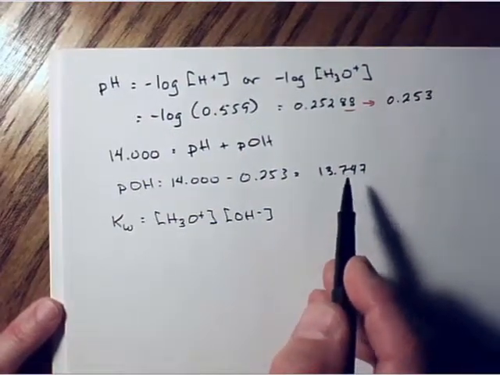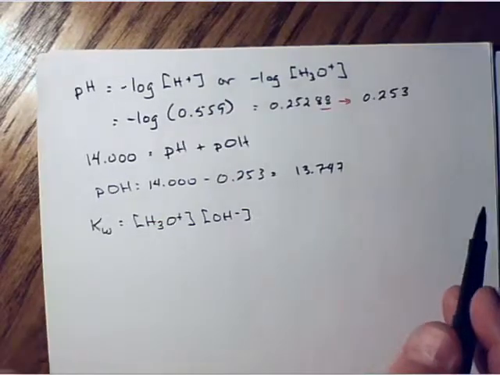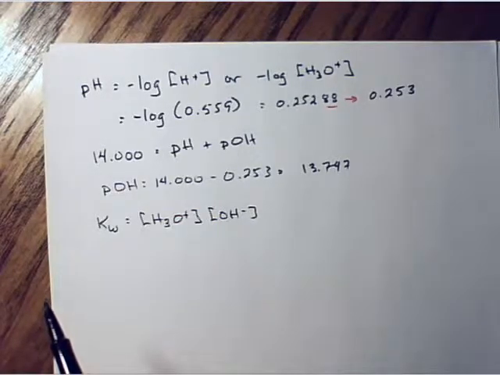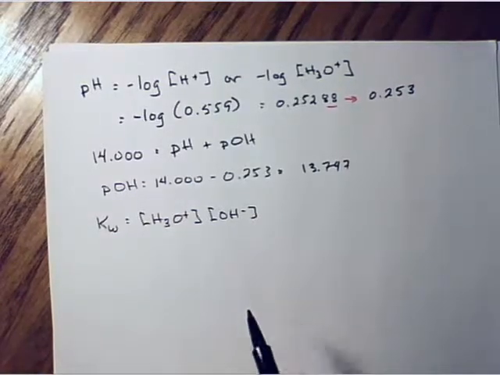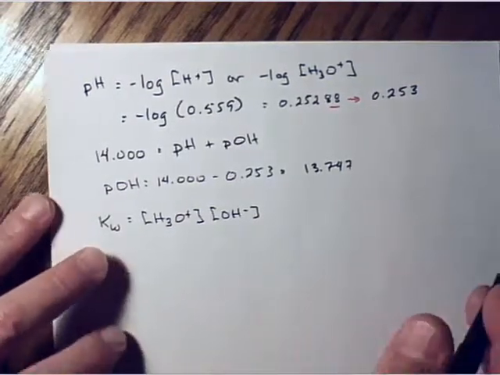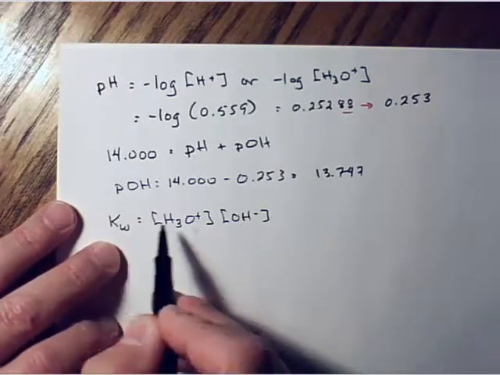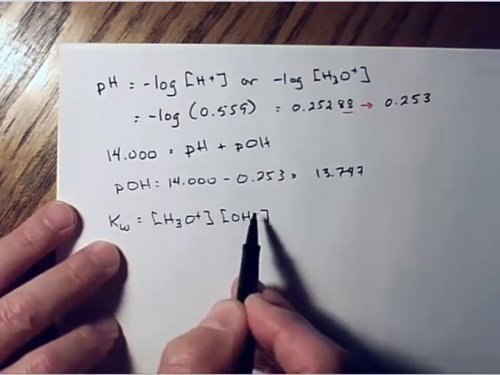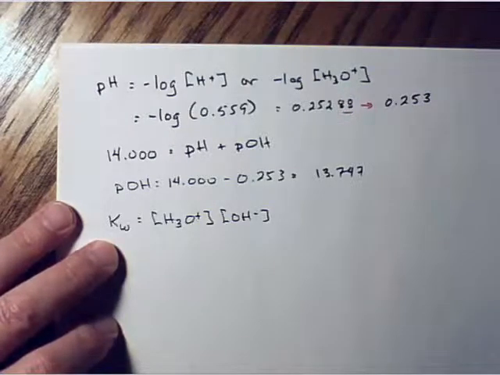How many digits do I have after the decimal place here? I got 3 after the decimal. But if I want to keep all the digits and not have it round off to smaller numbers, I'm trying to avoid propagating an error too much. So by rearranging this, I get Kw over the hydronium ion concentration equals the hydroxide ion concentration. Does that make sense? You understand what I just did in my head? Do I need to show you on paper?